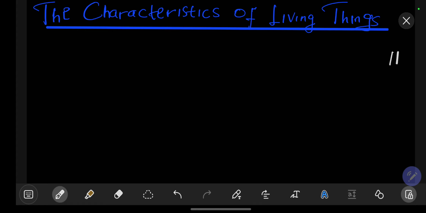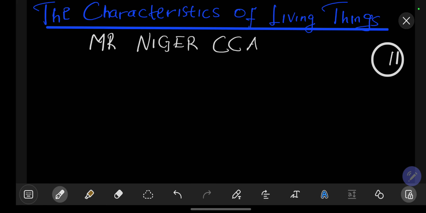Though some textbooks may say 5, some may say 7, some may say 9, but the complete and comprehensive one is 11 in total. So these are what we're about to go into right now, the 11 characteristics of living things. And there is a simple mnemonic to use to remember them. So instead of racking your brain, the mnemonic to use when trying to remember this is simply Mr. Niger card with a double C.